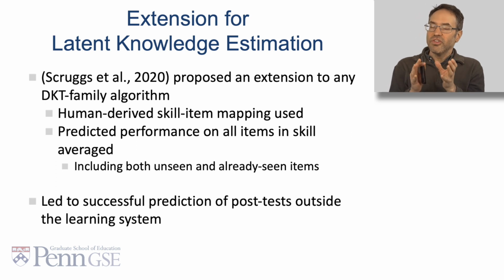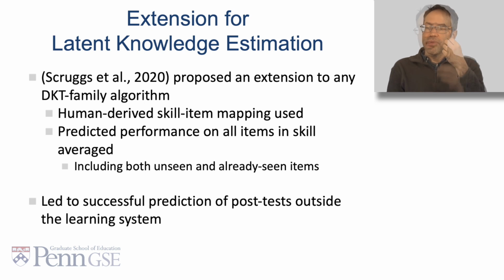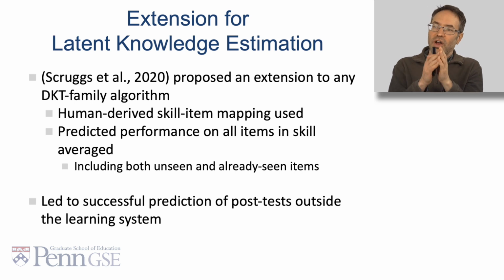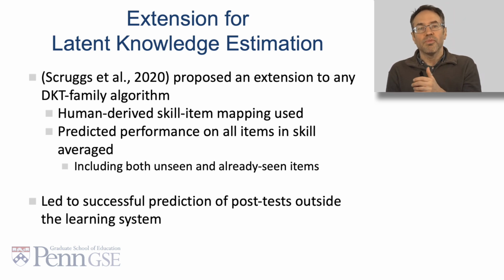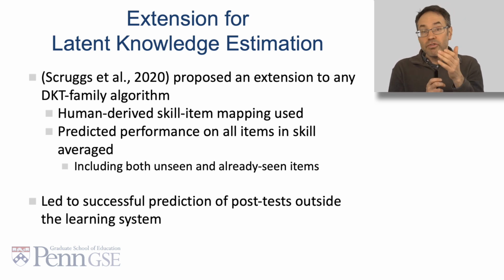Now, Scruggs' extension, because it was so simple, is almost certainly not the final word on this, but what it shows is that we can now really get to estimates of latent knowledge that are predictive of new items on the same skills. And what I think that tells us is that we are now on the road to being able to use the DKT family for a lot of the same purposes that BKT and PFA were originally used, to get interpretable skill estimates.